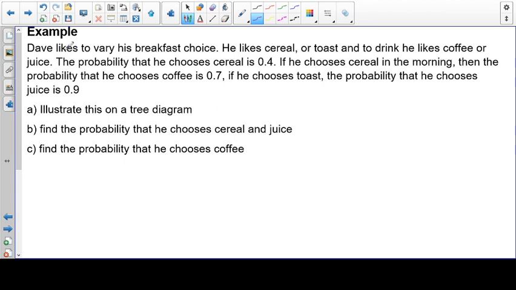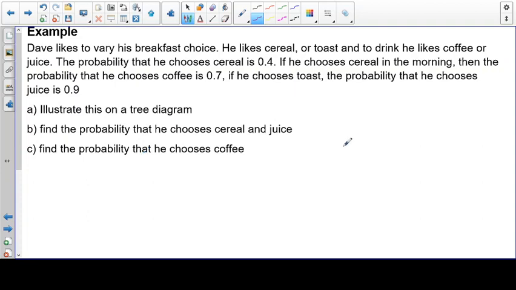So we're just going to look at 2 examples. The second one's a bit more complicated in terms of drawing the tree diagram. So first one, Dave likes to vary his breakfast choice. He likes cereal or toast, and to drink he likes coffee or juice. The probability that he chooses cereal is 0.4. If he chooses cereal in the morning, then the probability he chooses coffee is 0.7. If he chooses toast, the probability that he chooses juice is 0.9. Illustrate this on a tree diagram.